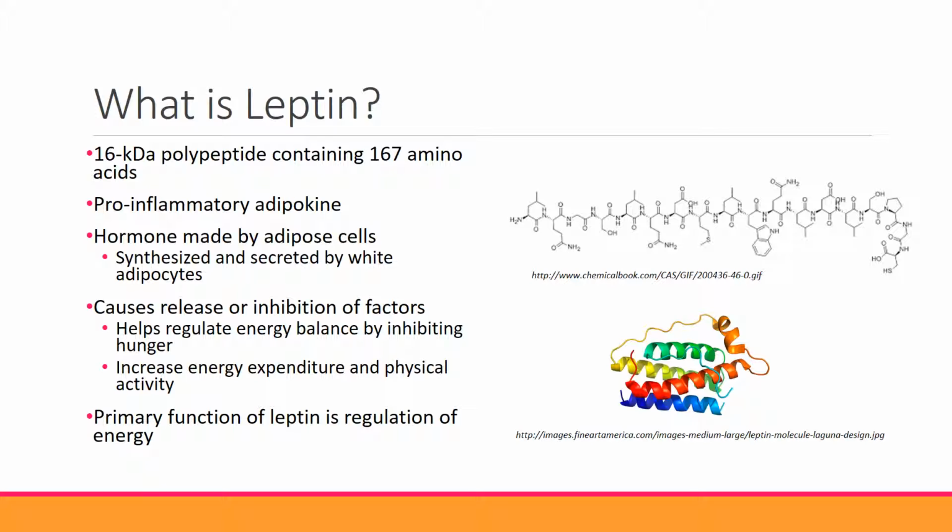Leptin is a hormone made by adipose cells, and it's synthesized and secreted by white adipocytes in proportion to the amount of lipids stored. It causes the release or the inhibition of factors that help regulate energy balance by inhibiting hunger or increasing energy expenditure in physical activity. The primary function of leptin is the regulation of energy.